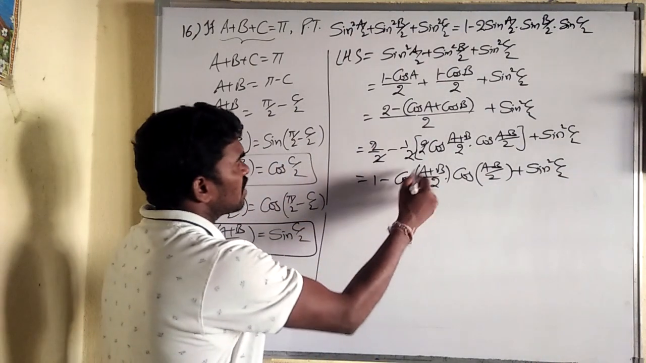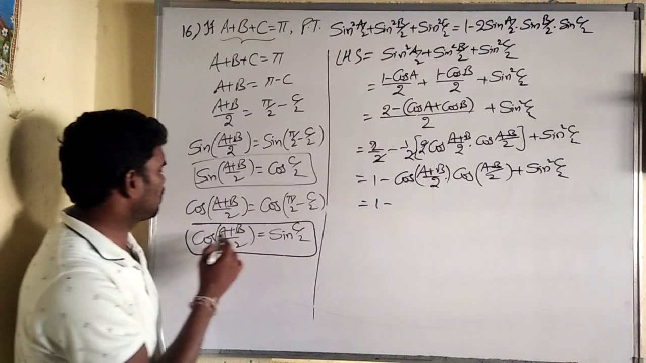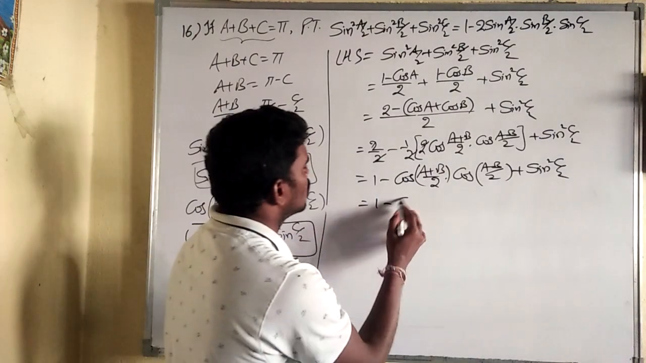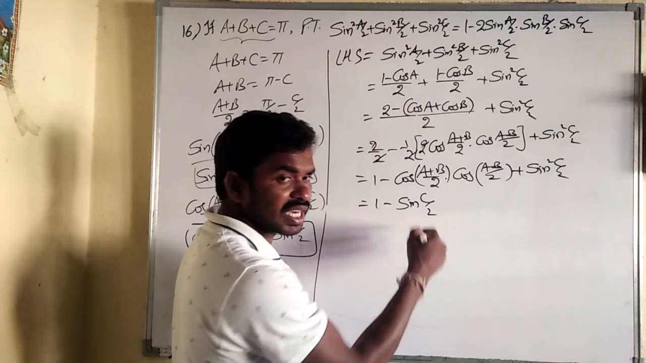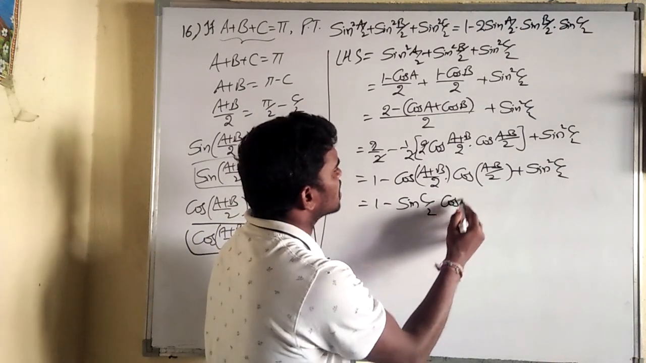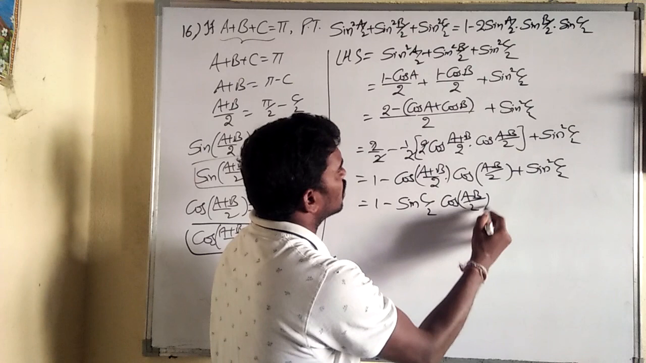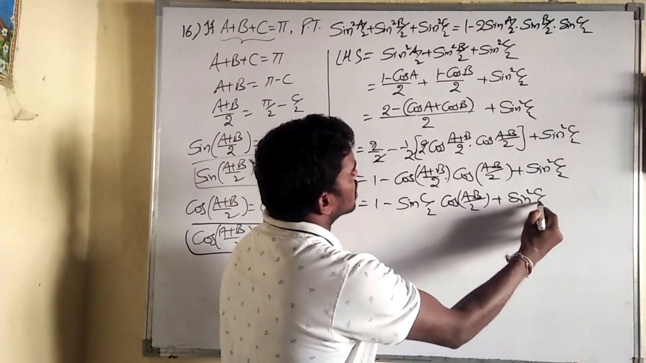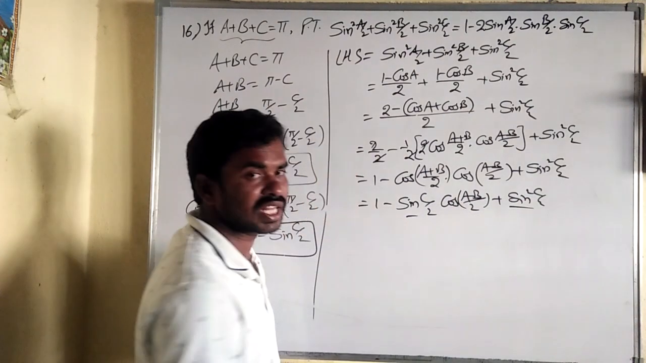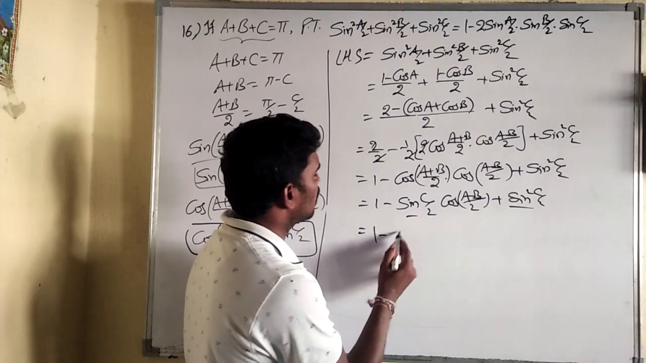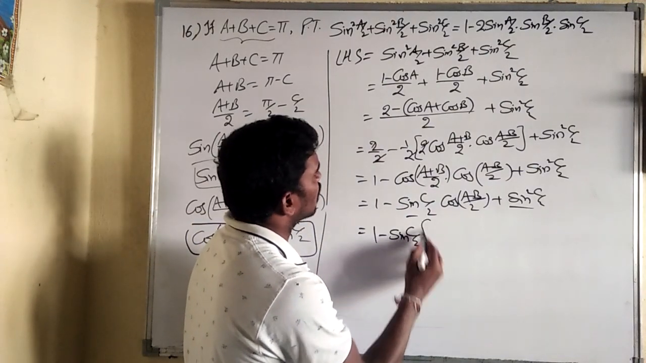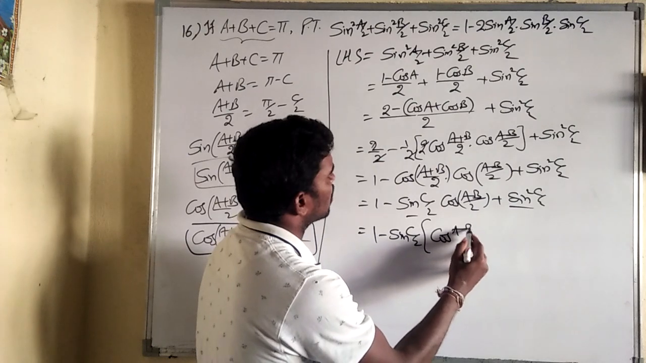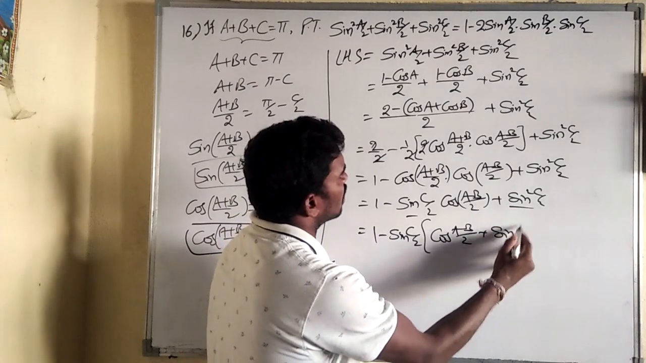Now, cos (a plus b)/2 means what? Cos (a plus b)/2 means sine c/2. So instead of cos (a plus b)/2 we can write sine c/2, and the remaining steps as it is: cos (a minus b)/2 plus sine square c/2. See, here sine is there, here sine is there. So take out common 1 minus sine c/2. The remaining steps are cos (a minus b)/2 plus sine c/2.